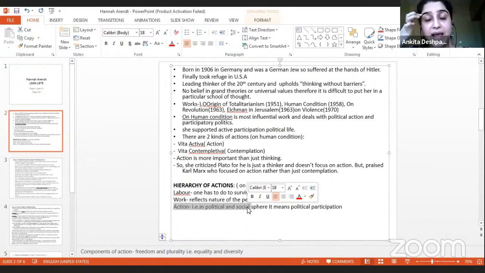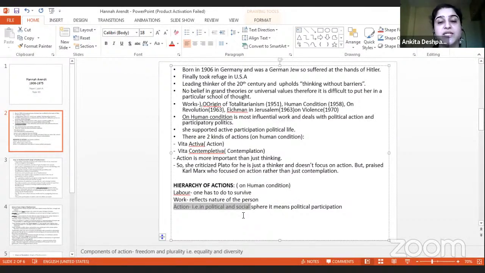Okay, because man is a politicon. She says man is a politicon. So more than labor, more than work, action is more important because man is a politicon. That means action, doing something in the political field is more important. See, political participation.